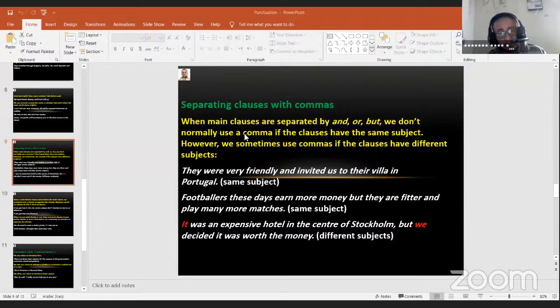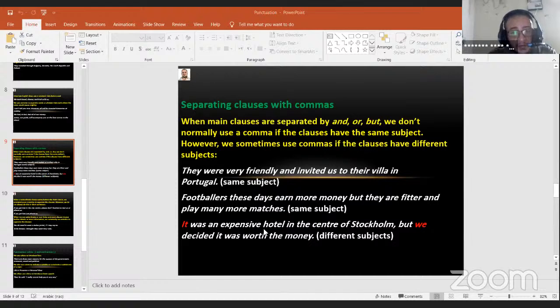Sentence number 2. Footballers these days earn more money, but they are fitter. Look, after "but" we have "they". "They" refers to footballers. It means the footballers. So it's the same subject. That's why we did not precede "but" by a comma.